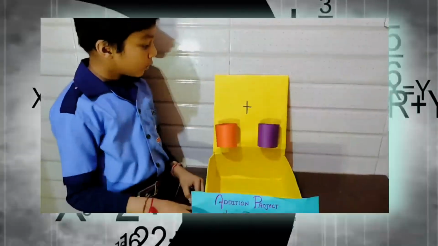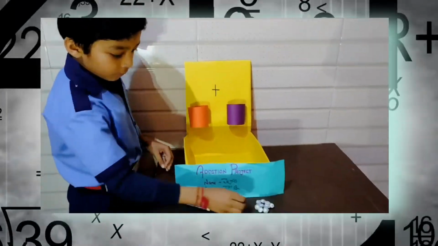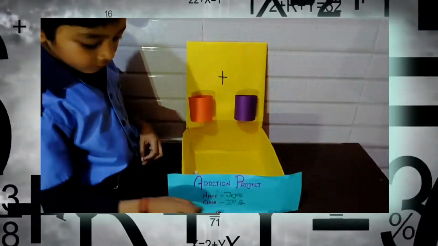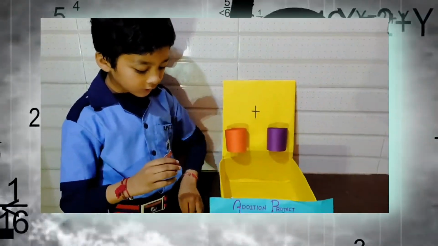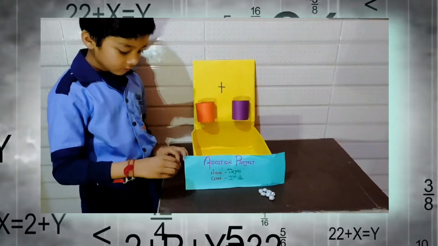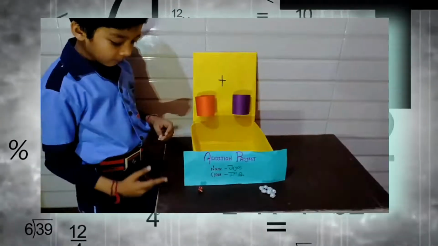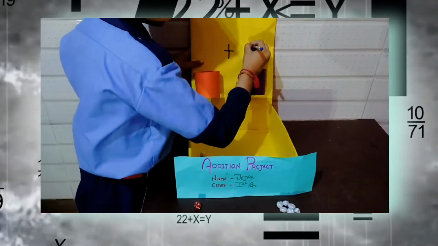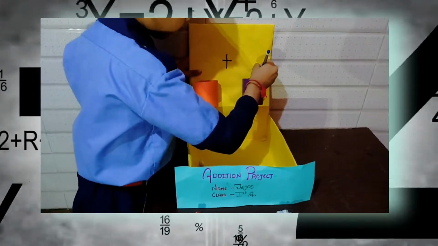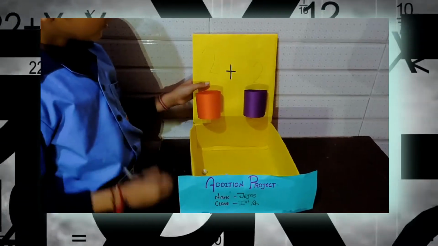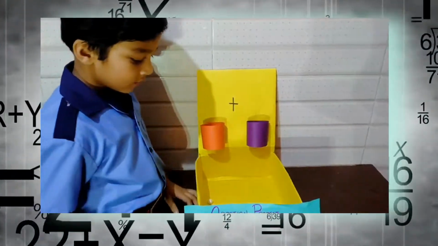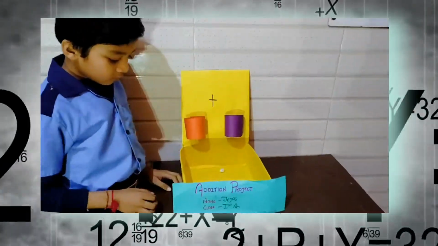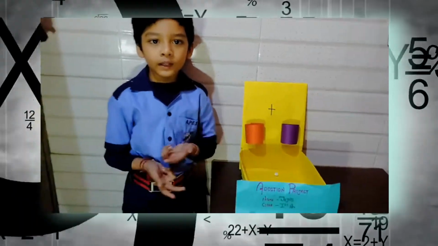I will put 2 balls in the red bucket. 1, 2. Again, I will roll the dice. Oh, it comes 2. I will put 2 balls in the purple bucket. 1, 2. How many balls do we have?